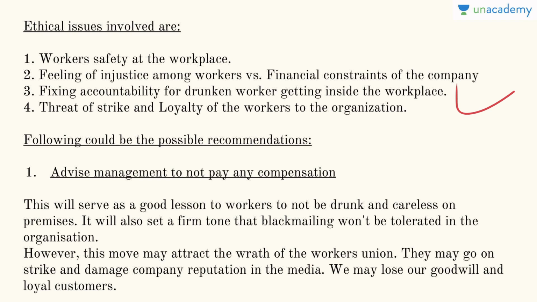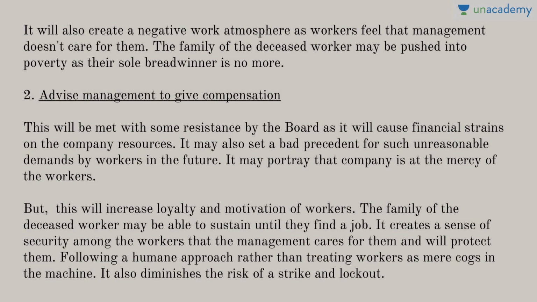Try to advise management to not pay any compensation. This is your first step, let's say. So this will serve as a good lesson to the workers not to be drunk and careless on the premises, and it will also set a firm tone that blackmailing won't be tolerated in the organization. But obviously the workers union will not like it. Their brother has died and now you're not even paying their family to sustain themselves. They will come on the road, and this may damage the company's reputation in the media, and we may lose our goodwill and loyal customers. So I will not recommend this step at all.